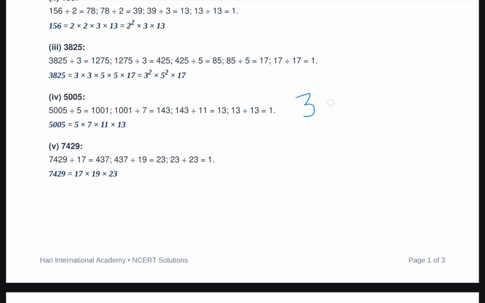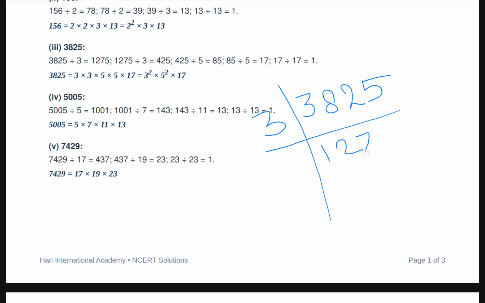So you will start dividing it by 3. You will divide 3825 by 3. In this way you will get 3 ones are 3, 3 twos are 6, 3 sevens are 21, and 3 fives are 15. That gives 1275. Again you will repeat the same process. You will add the digits: 7 and 5 is 12, and 3 is 15, which is also divisible by 3. Then 3 fours are 12, 3 twos are 6, and 3 fives are 15.